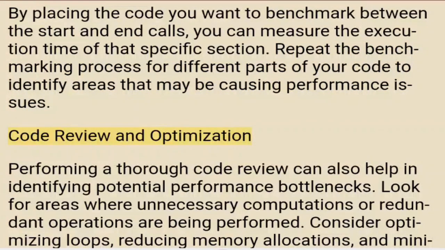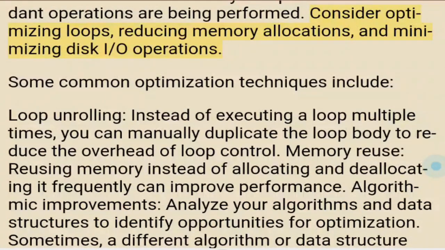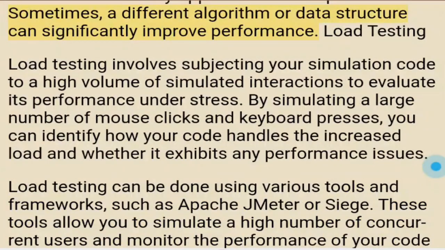Code review and optimization. Performing a thorough code review can also help in identifying potential performance bottlenecks. Look for areas where unnecessary computations or redundant operations are being performed. Consider optimizing loops, reducing memory allocations, and minimizing disk I/O operations. Some common optimization techniques include loop unrolling. Instead of executing a loop multiple times, you can manually duplicate the loop body to reduce the overhead of loop control. Memory reuse. Reusing memory instead of allocating and deallocating it frequently can improve performance. Algorithmic improvements. Analyze your algorithms and data structures to identify opportunities for optimization. Sometimes, a different algorithm or data structure can significantly improve performance.